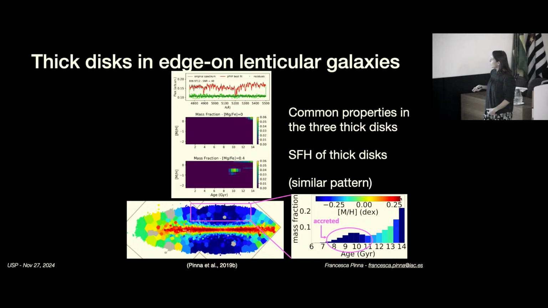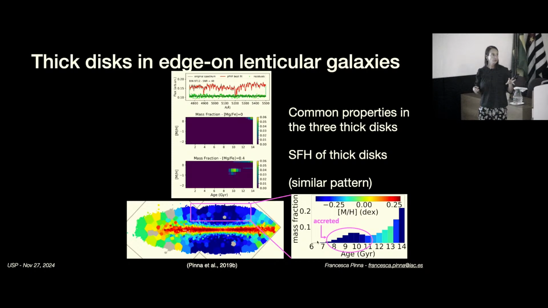So here I'm showing one example of one of the three thick disks, and this is the mass fraction for different ages. I'm also color coding the age bins according to the average metallicity in each one of the bins, and we can interpret this plot in terms of time evolution if we go from older ages on the right side to the younger ages on the left side.